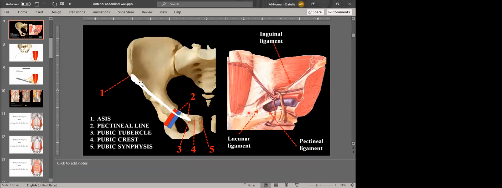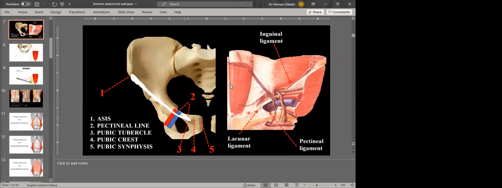So the part that's going to the pubic tubercle is what we call the inguinal ligament, as you can see here. Then the U-turn, we call it the lacunar ligament, and then the part that runs on the pectineal line, we call it the pectineal ligament. Okay, that's the basic idea of these three structures, and you should keep them in mind from now on.